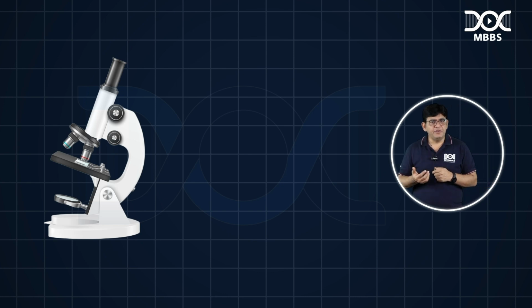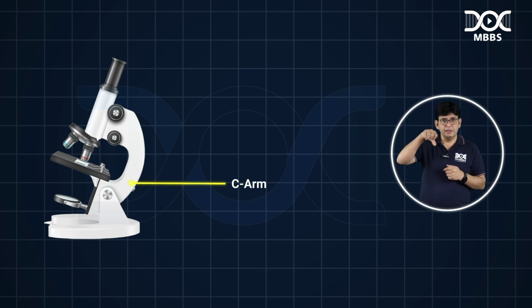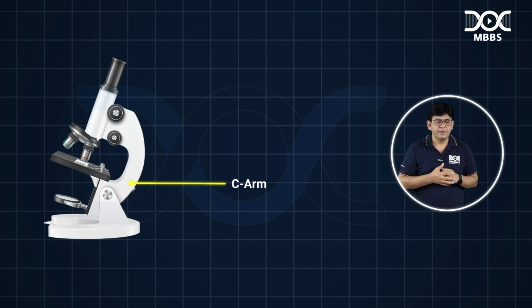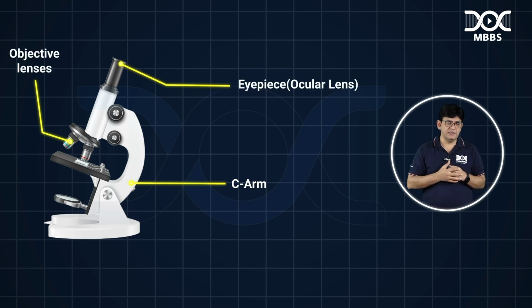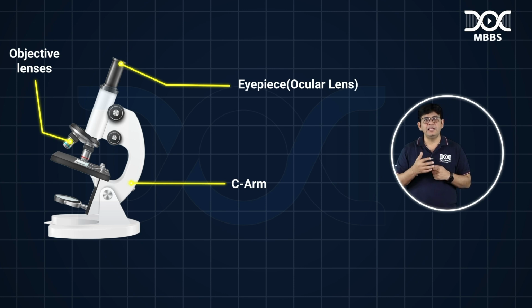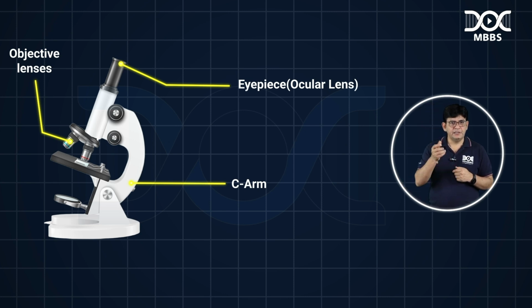So this particular thing is termed the base. After that, you have a C-shaped arm by which you hold it. This connects the ocular lens to the objective lens. That is the main function of the C-shaped arm, and it helps to hold the microscope.